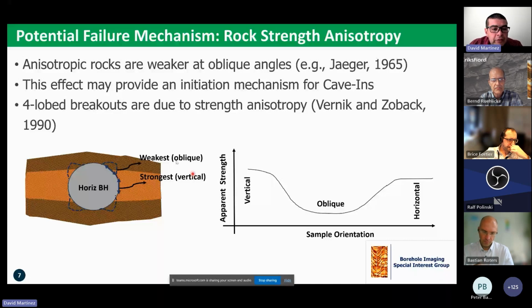We do see evidence of this. I don't have an example right now, but you can check these papers. Zoback has a few papers about a specific manifestation of this mechanism, which is the creation of what they call lobe breakouts. These are not real breakouts because they are not at 180 degrees from each other, but they form these four lobes around the lateral.